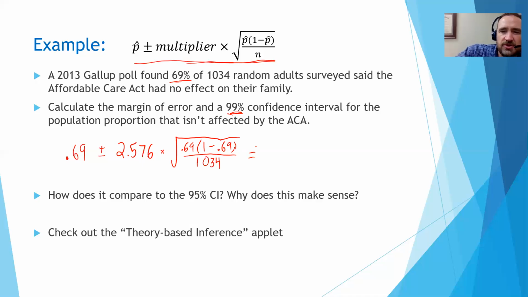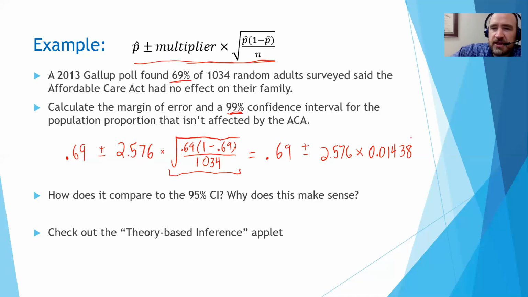I'm going to encourage you to take a moment and see if you can use a calculator to calculate this value here, and then we'll multiply it by that 2.576. So this is where you want to start. Be careful with that square root. When you punch it in, you want to make sure you do the square root of that entire expression underneath. Okay, so hopefully you're getting something like this.